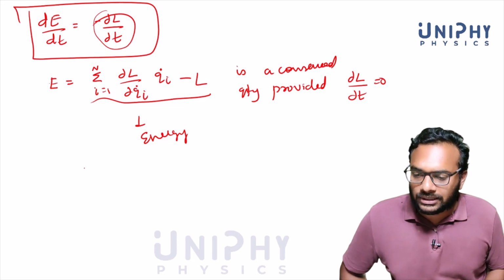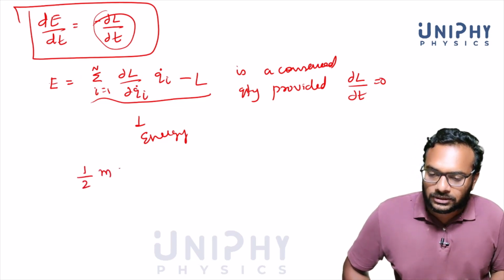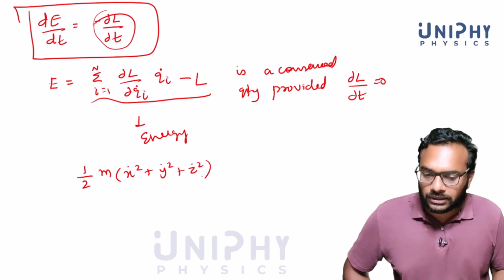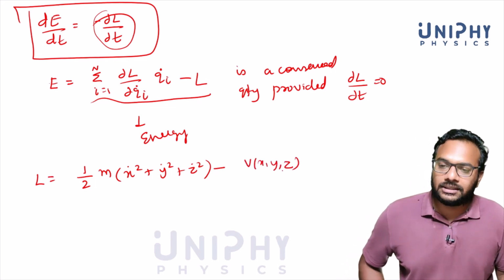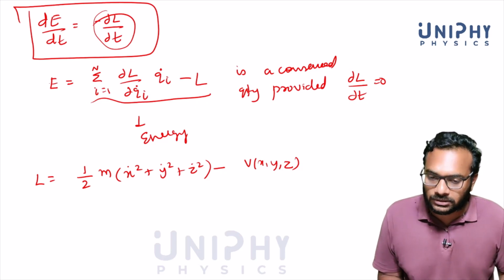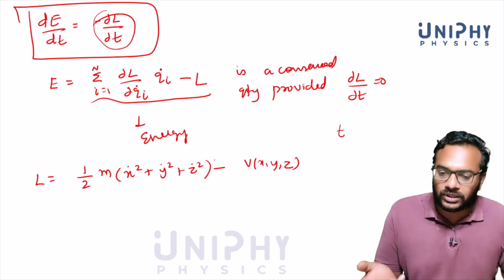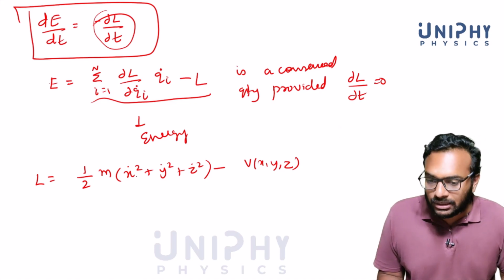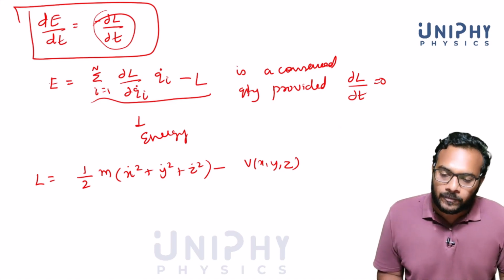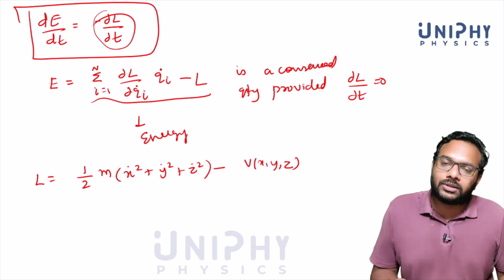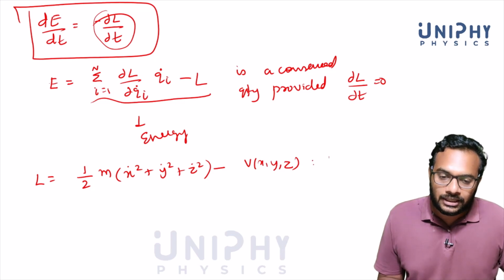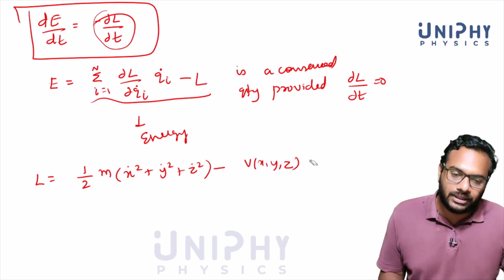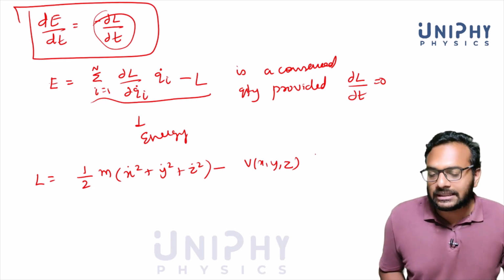For example, we take a simple case of Cartesian coordinates. The total energy you can write as half m times x dot square plus y dot square plus z dot square, the Lagrangian, minus V of x comma y comma z. You see that this Lagrangian has no explicit dependence on time, which means that there is no time t floating around in the expression for the Lagrangian. There can be an implicit dependence because x, y and z are generally dependent on time. Also x dot, y dot, z dot are generally dependent on time. But there is no explicit dependence on time. There is no term like at or something sitting here. That's what we mean when we say that the Lagrangian has no explicit dependence on time.